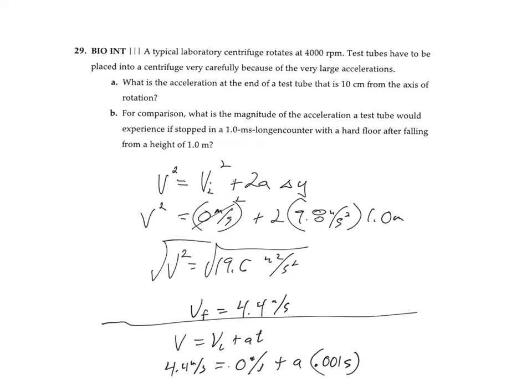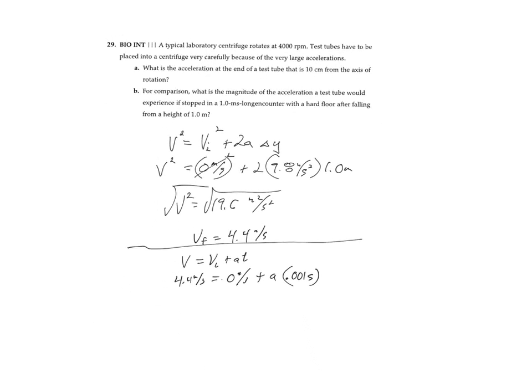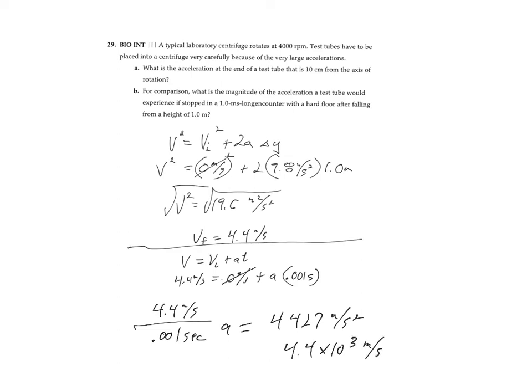I have to get A all by itself. I am going to have 4.4 meters per second. That's gone, and I'm going to divide by 0.001 seconds. Divided by 0.001, and I get an acceleration equaling 4427 meters per second squared, which is 4.4 times 10 to the third meters per second squared.